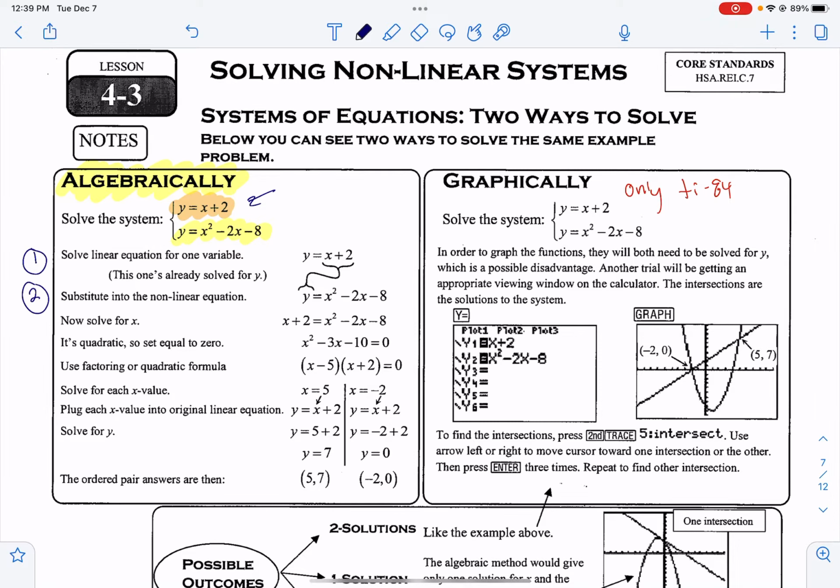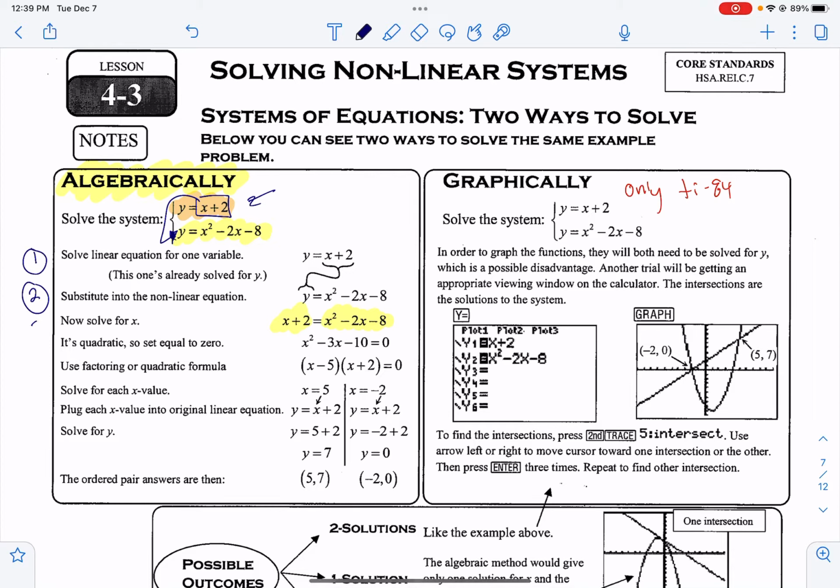Step 2 is to substitute that into the nonlinear equation. So I'm going to take that x plus 2 and I'm going to plug it in right here for y, which is nothing new. You've already done that in the last chapter, or in the last homework. We took a value and we plugged it into the other equation. So in this case, I end up with x plus 2 on the left, because I replaced the y, and x squared minus 2x minus 8 on the right. Okay, this is where it goes back to Chapter 3.